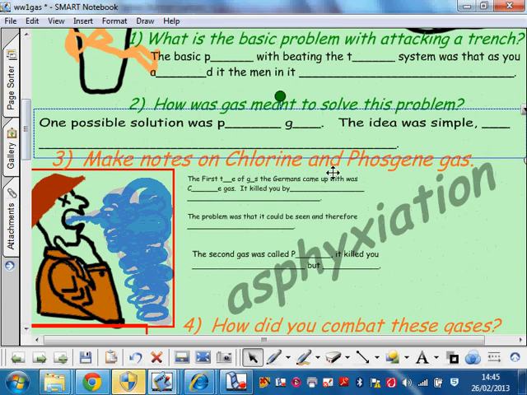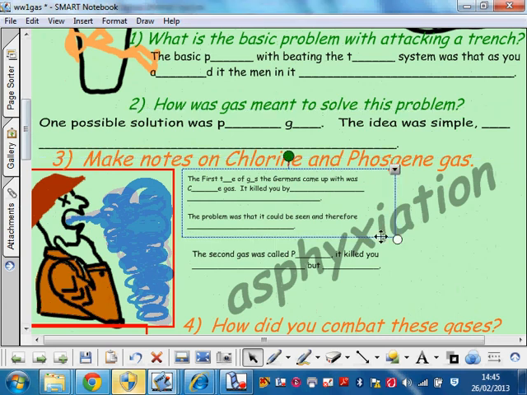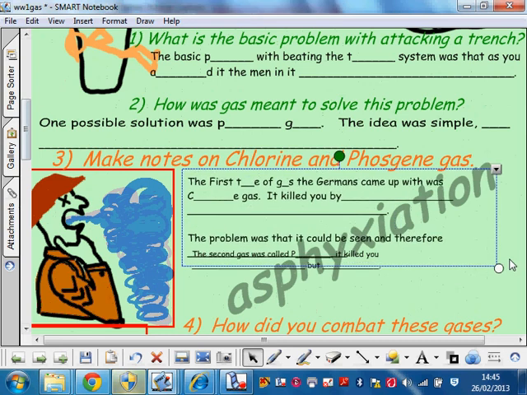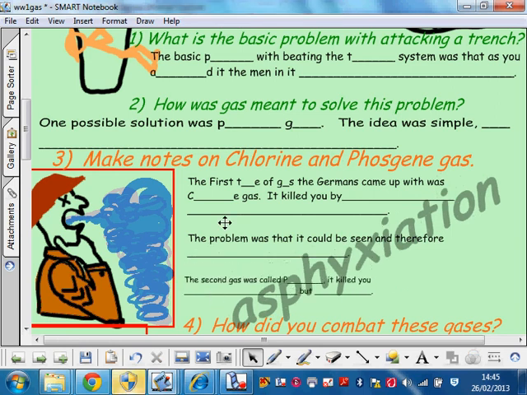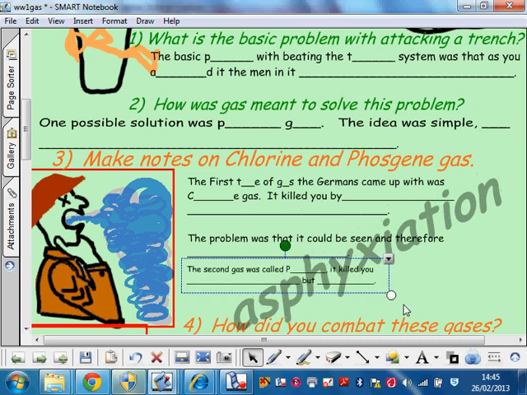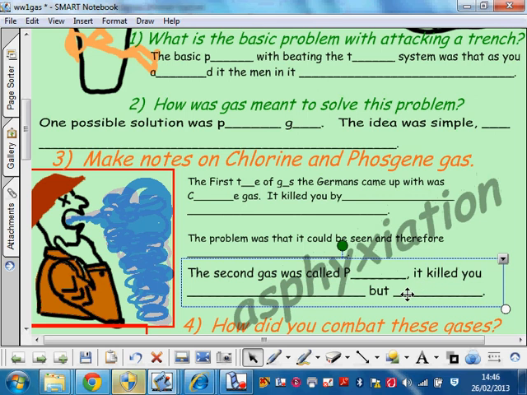And the Germans came up with a few sorts of gases. The first two were chlorine and phosgene. First off, chlorine gas. It killed you by asphyxiation. You breathed it in and you choked to death. The problem for the Germans with chlorine gas is it was visible. You could see it and therefore you could dodge it. So about a year later, they came up with their next sort of gas, phosgene. Phosgene gas killed you in exactly the same way as chlorine gas, but, what's the but, do you think? The but is, of course, it was invisible.